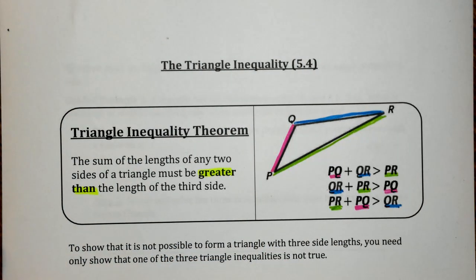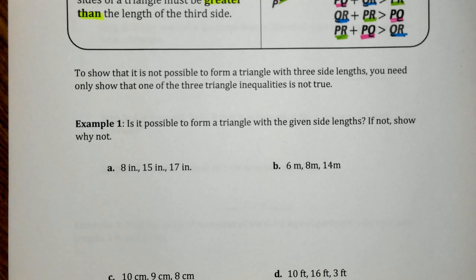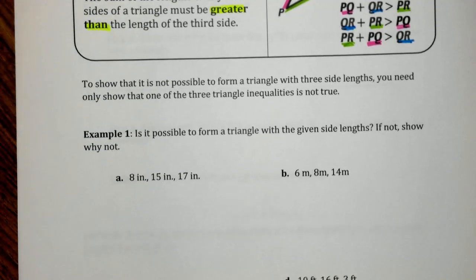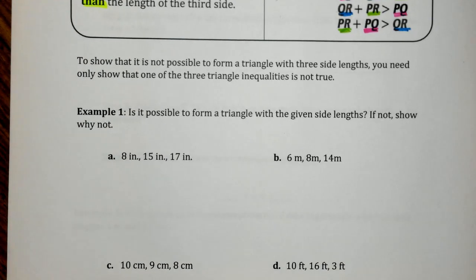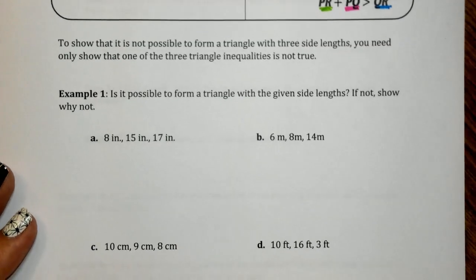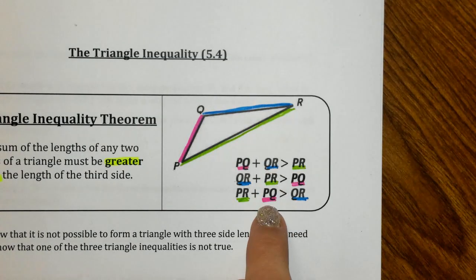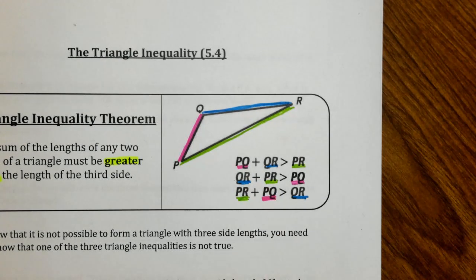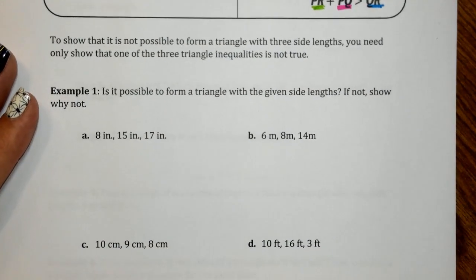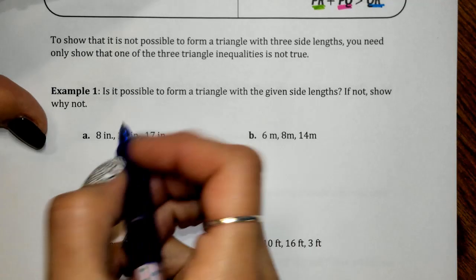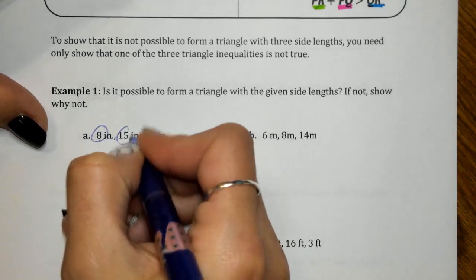So when we take a look here at some examples, whenever I do this, I generally will just take the two smallest sides, because if you take the two smallest sides, you'll get the smallest sum combination. So I take the two smaller sides, add them together, and compare it to the larger side. This will work, and it prevents you from having to do three different inequalities, having to add it three different times.